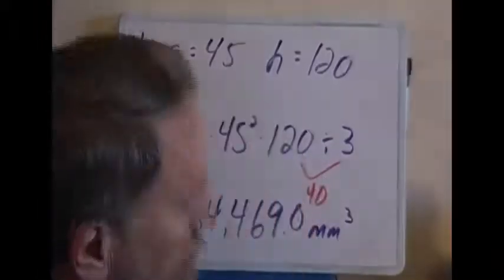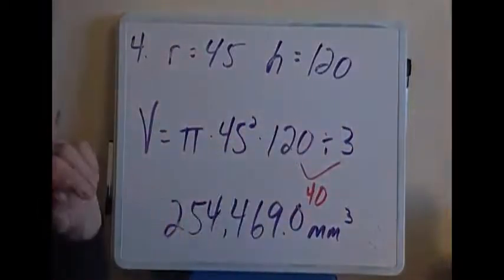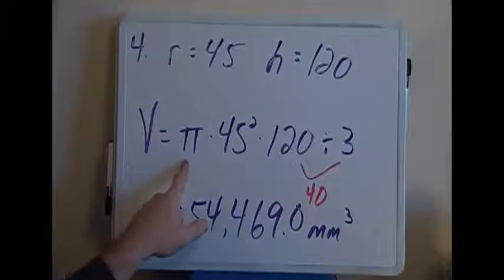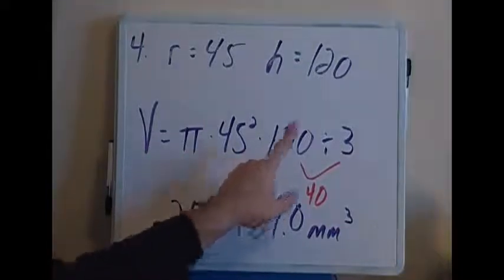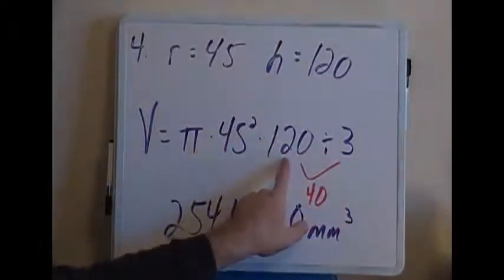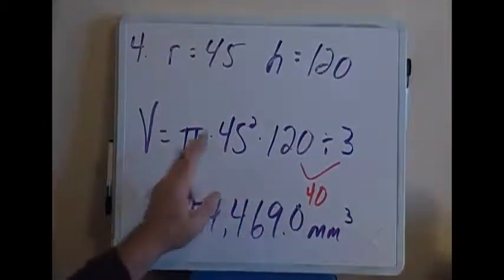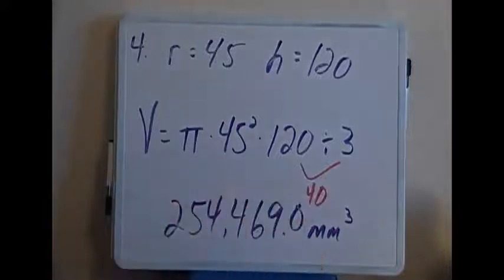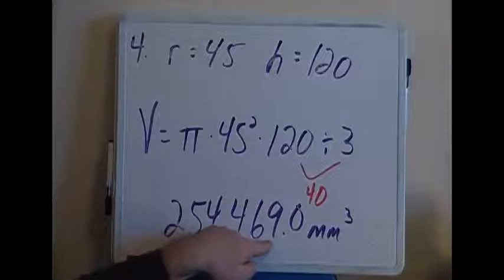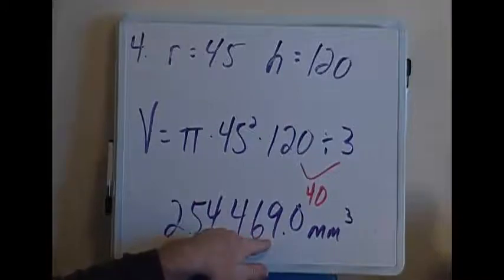Problem number 4. We have a radius of 45, a height of 120. We can easily put it right into the calculation, and it would be pi times 45 squared, the radius, times the height of 120 divided by 3. What I did here is I recognized that 120 divided by 3 would be 40. So when I put it in my calculator, I just put pi times 45 squared times 40. Either way, you will get the answer. Probably would be a good idea to double check it and convince yourself. And in this case, we get 254,469.0 cubic millimeters. You should have rounded to 0.0 here.